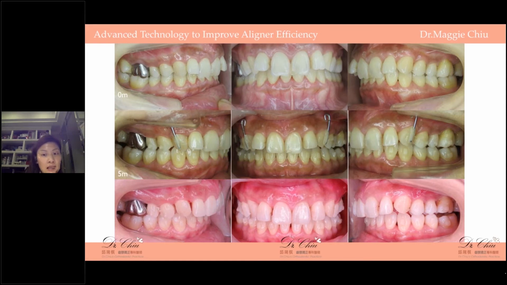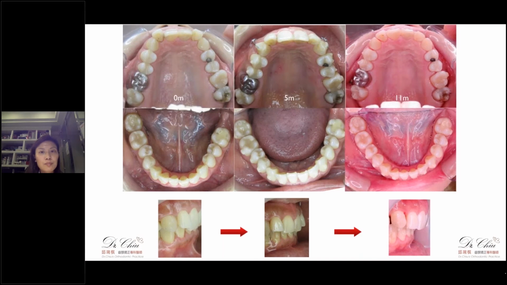After about 10 or 11 months, as you can see, the open bite appears. There's a little bit of space, but you know that the retraction is not really working well. This is the upper and the lower arch. The arch form is good. I did some IPR.